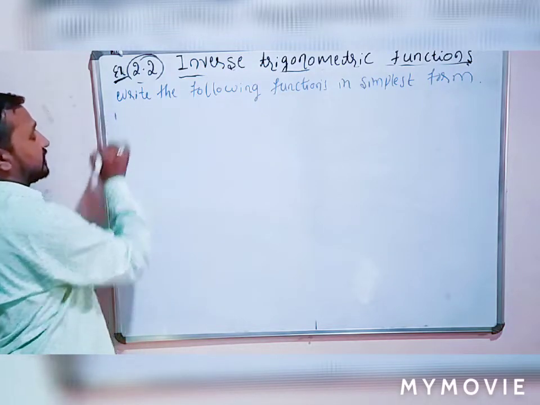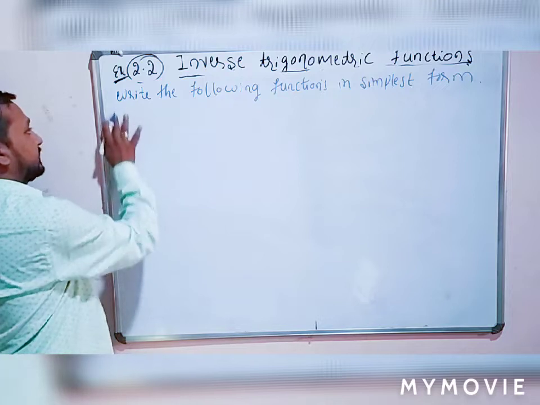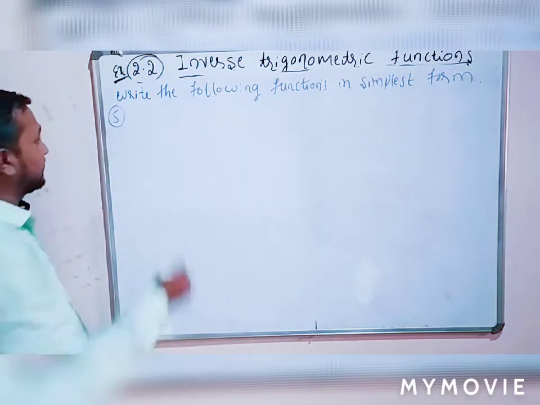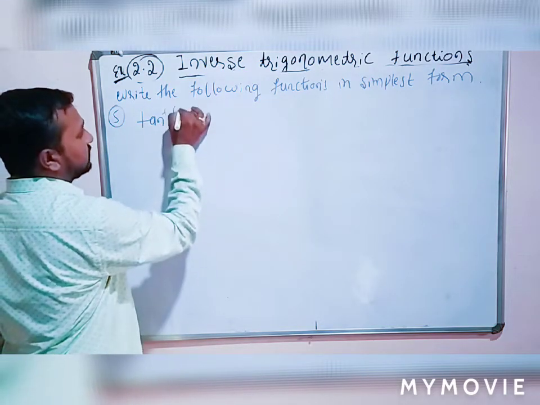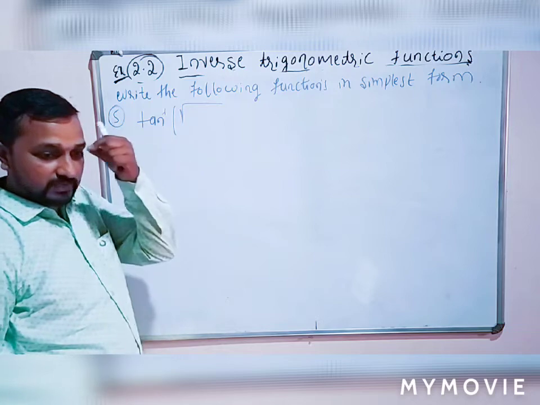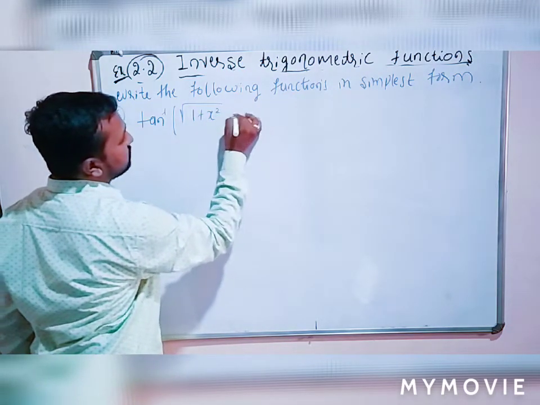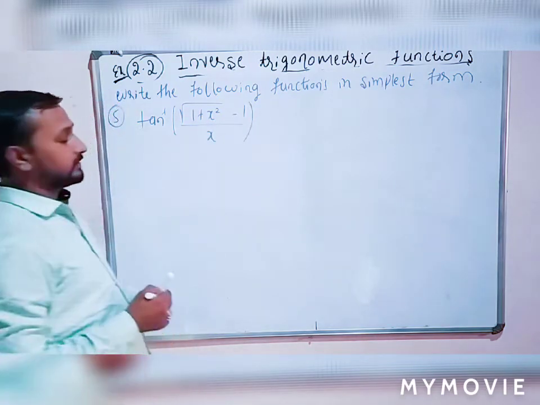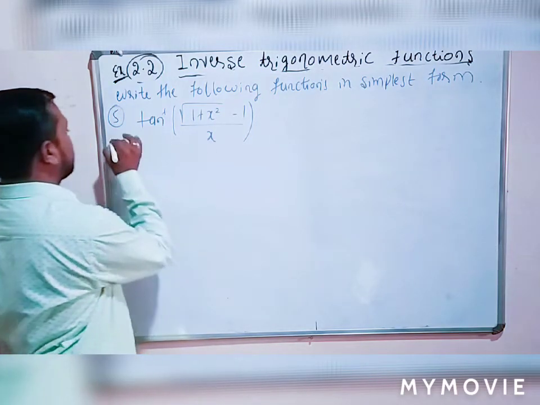In that, what is the example number? We take example number 5. First one is tan inverse of root of 1 plus x square minus 1 divided by x. Okay, this is a very important example.